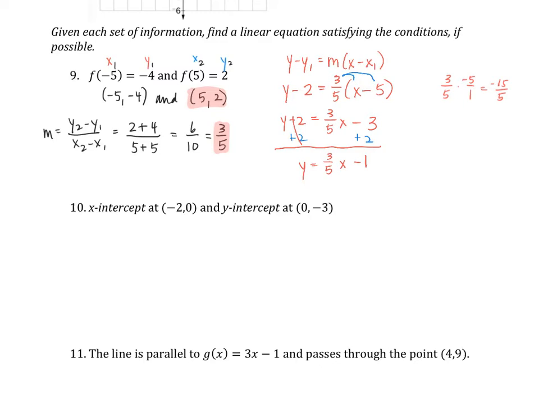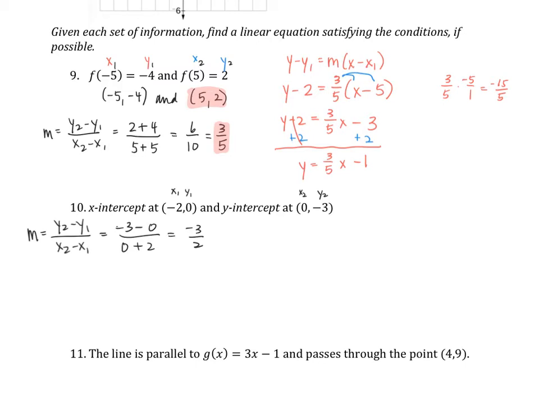Okay, number 10. We have an x-intercept at -2, 0 and a y-intercept at 0, -3. So the first thing we want to do is find the slope. So again, we're going to use the slope formula because we have 2 points. If you want to label, you can. So we'll have -3 minus 0 over 0 minus -2, which is going to be plus 2. So negative 3 over 2 is our slope.